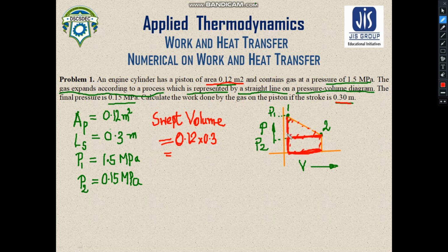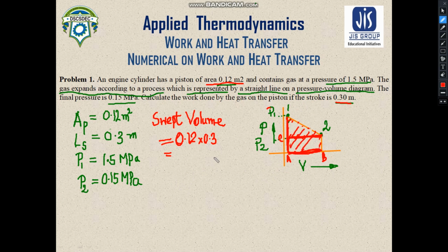So let us name this point as A, this point as B, and this point as C. We know the length of the straight line 1A is P1 and the length of the straight line 2B is P2. So for the calculation of this area, let us move on to the calculation of the area of this thermodynamic curve.